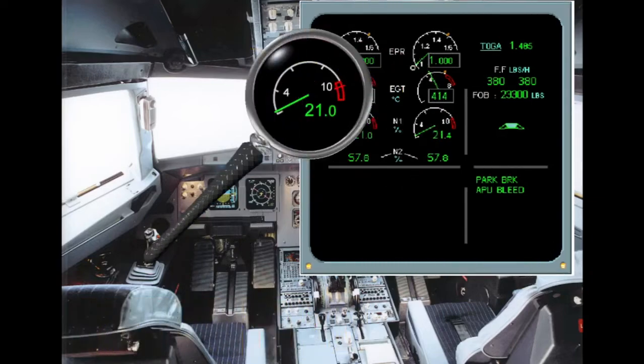The actual N1 is indicated in green by the pointer and numeric value. Both indicators pulse in two colors: amber when N1 is greater than the N1 rating limit, red when N1 exceeds 100%. The red line indicates the amount of overspeed.